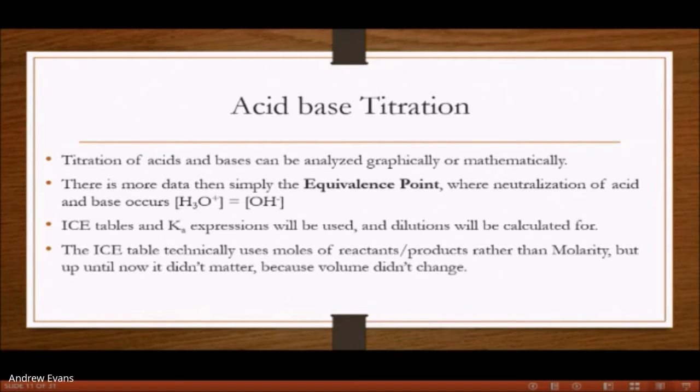In General Chemistry 1, we typically only looked at one data point. That one data point was the equivalence point, the point where there's equal amount of acid and base.